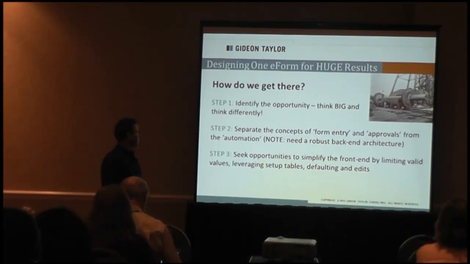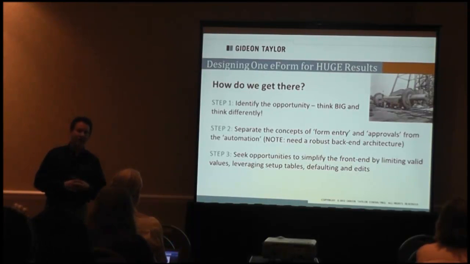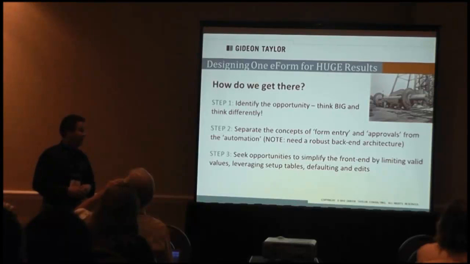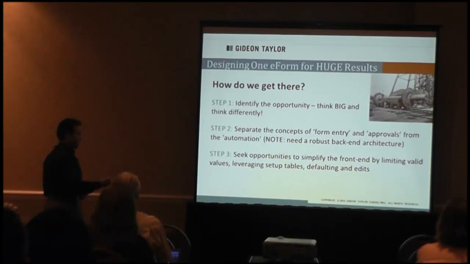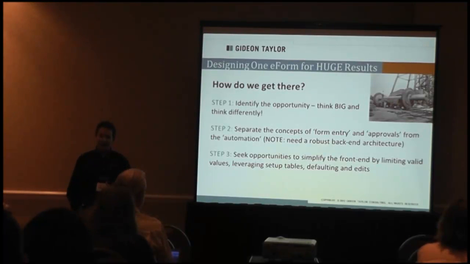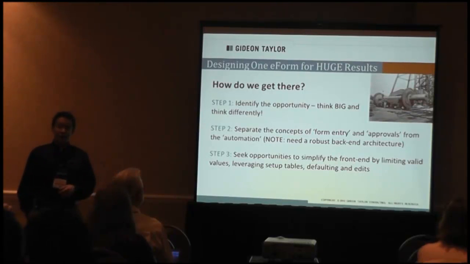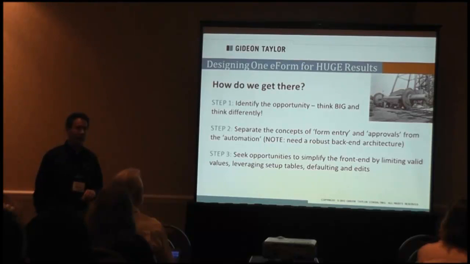Next. Step 3, seek opportunities to simplify with the front end by limiting valid values, leveraging setup tables, defaulting, and edits. So that's refining the process and also making the system work for you. So in the case of PeopleSoft, taking advantage of system edits and adding custom edits to allow the system to make more decisions for you, do more of that thinking behind the scenes so that your users that aren't necessarily familiar with your HR processes or your finance processes or your student processes can enter the data that they know, and the results still end up at the end of the day. You get the results that you need and the process can be accomplished.